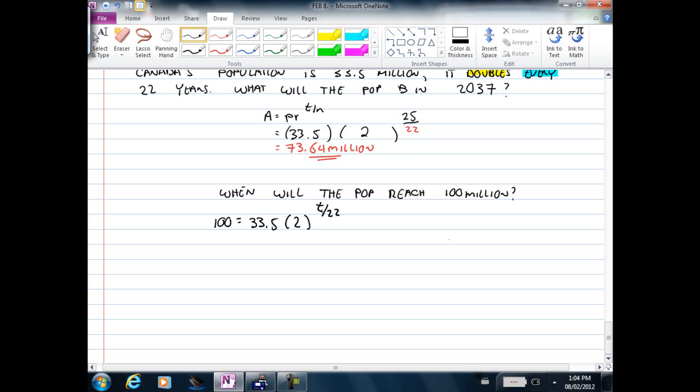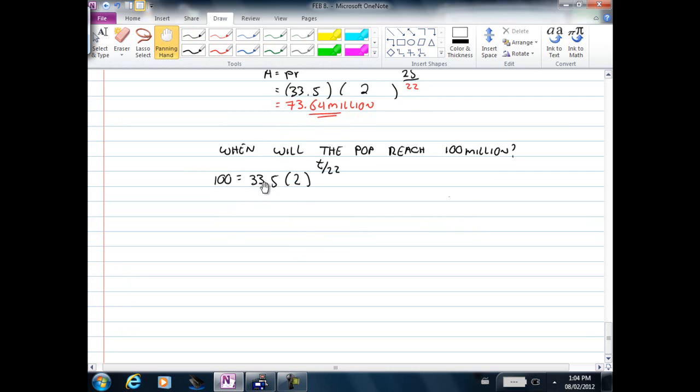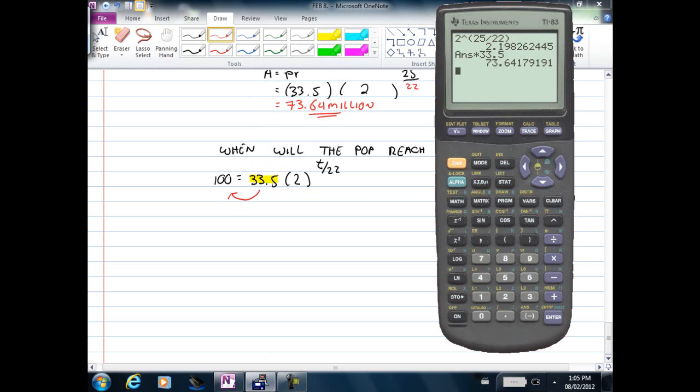Take a minute, and here's a mistake I know a lot of students will make. They're going to multiply 33.5 by 2. Do not do that. You're going to get this wrong. You have to move the 33.5 over. You can't multiply with that 2. A lot of you will try to do that on the exam. So again, you go 100 divided by 33.5.